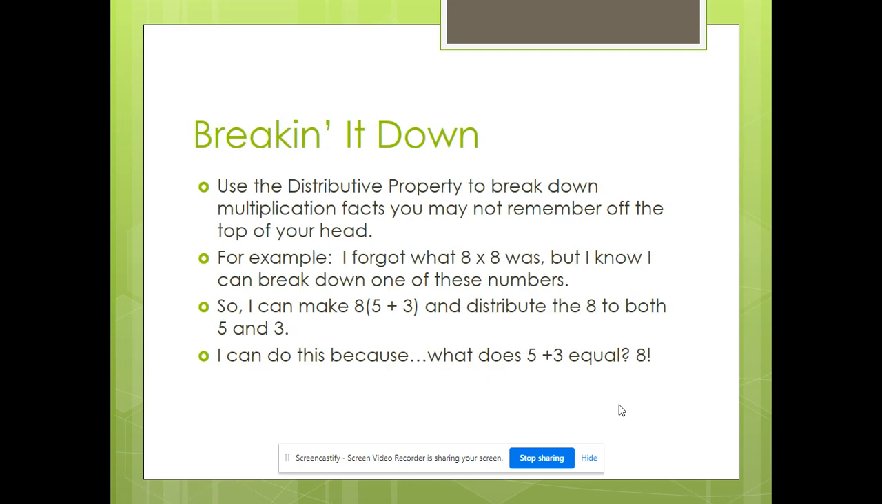So, breaking it down. We can use the distributive property to break down multiplication facts or numbers that you may not remember off the top of your head how to multiply. So here's a simple example. If you're multiplying 8 times 8, but you can't remember what the product is, you would say 8 times 5 plus 3 and distribute the 8 to both the 5 and the 3. So 8 times 5 would give me 40, plus 8 times 3 gives me 24. So 40 plus 24 gives me 64.